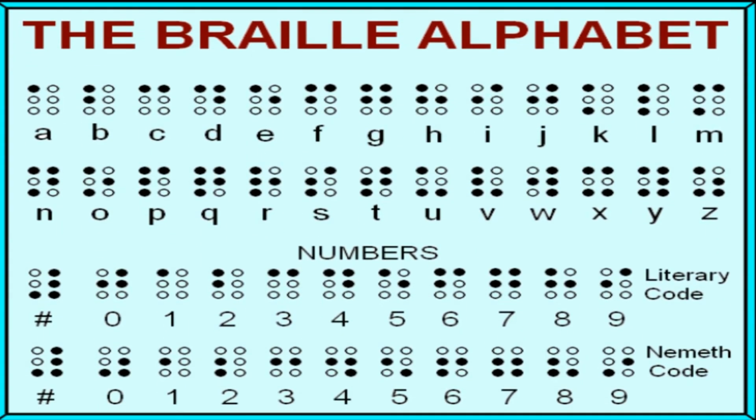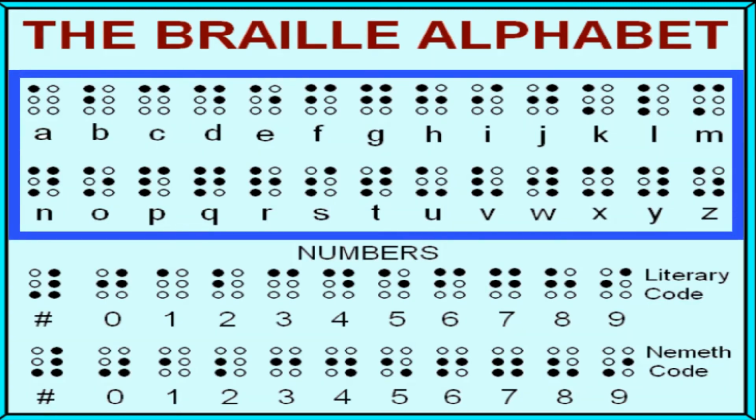For example, the letter A is represented by this cell. Only the first dot is raised in this case. Similarly, the letter J is represented by this, where dots 2, 4 and 5 are raised. So this is the set of patterns we have for the English alphabet.